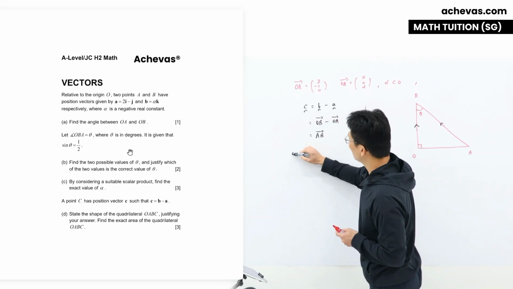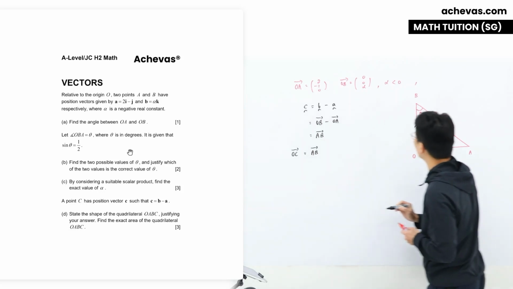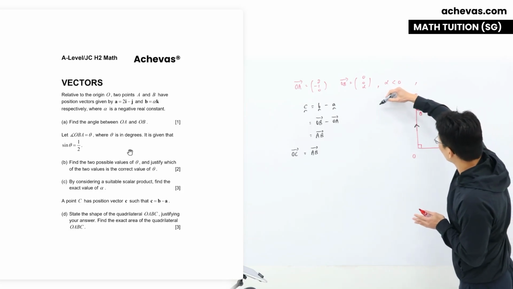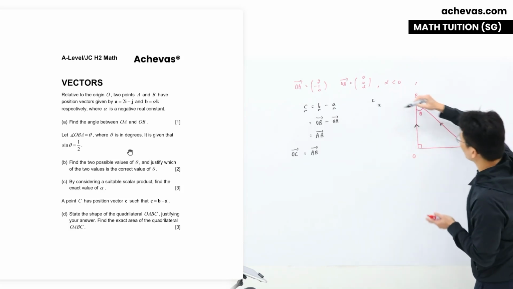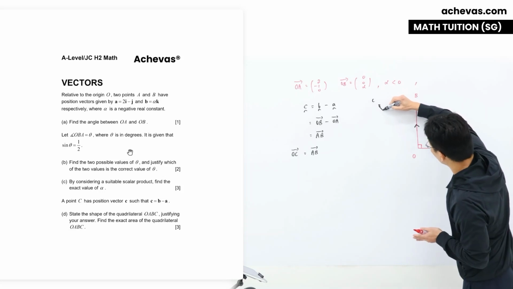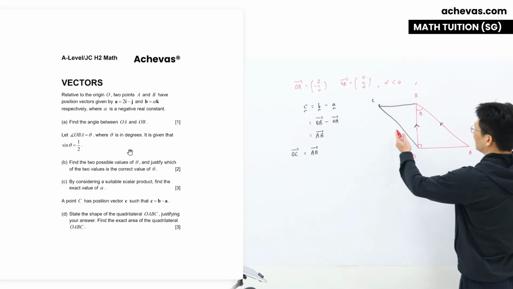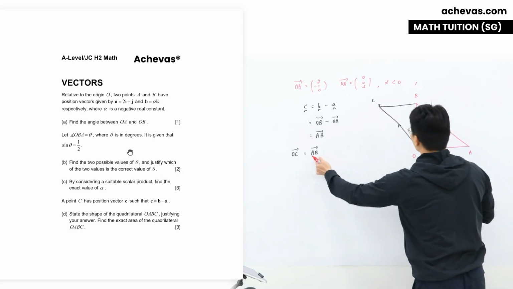So from here, actually, we can see that the vector OC is exactly the same as the vector AB. And referring to this diagram, I can see that our point C is somewhere here. So when I connect this vector to my origin and connect this to B, I can see that my OC actually is exactly the same as AB.